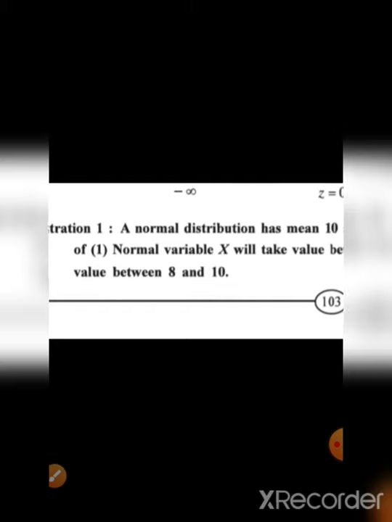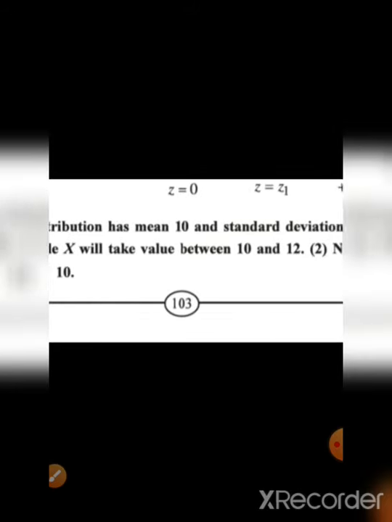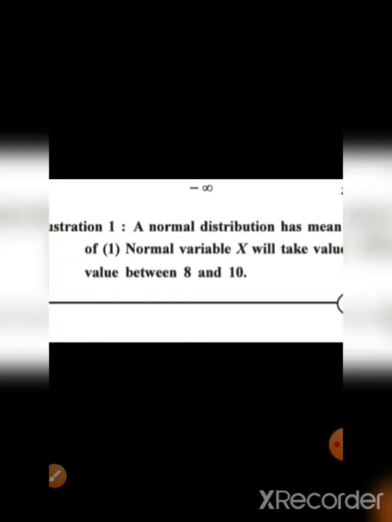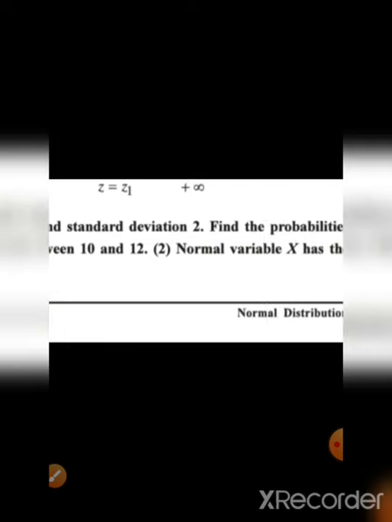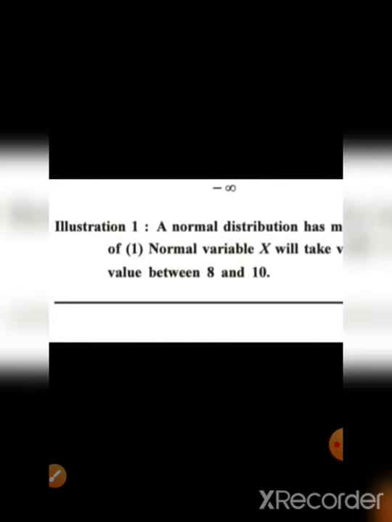Now here children, we would see the first example. Example number 1: a normal distribution has mean 10 and standard deviation 2. Find the probabilities of two sub questions. The first is that the normal variable x will take a value between 10 and 12, and the second is that the normal variable x has a value between 8 and 10.